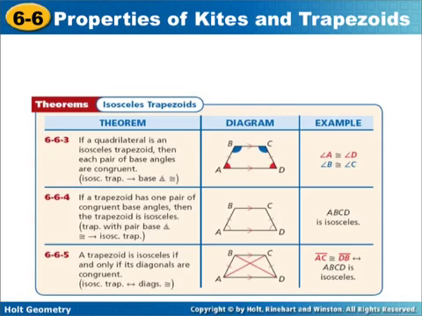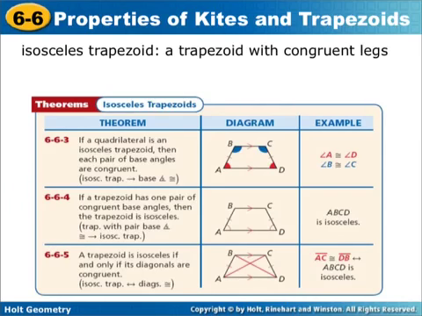Okay, some things to know about trapezoids. First of all, I mentioned it just a second ago, but there's a certain type of trapezoid called an isosceles trapezoid. An isosceles trapezoid is a trapezoid with congruent legs. Now I want you to think about where you've heard that word isosceles before. Isosceles triangles, remember, had two congruent sides like that.